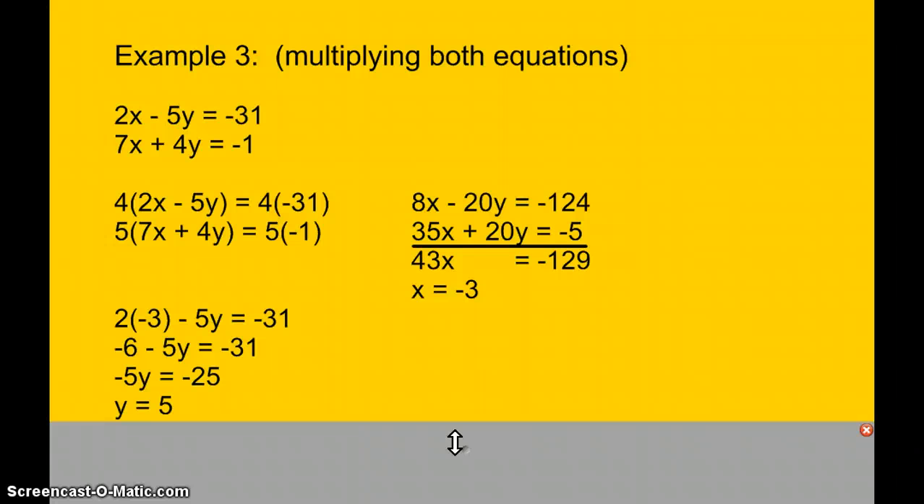If you had eliminated x and solved for y, you would have gotten 5 for y right away. Then you would have substituted that in and gotten negative 3 for x. It does not matter which variable you eliminate. Either one will get you to the same solution.